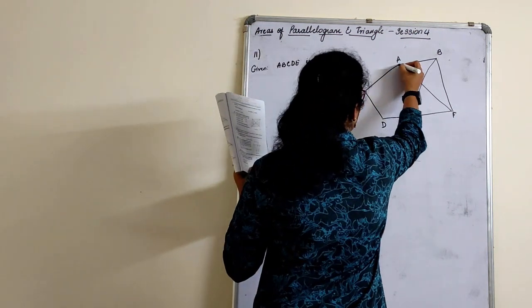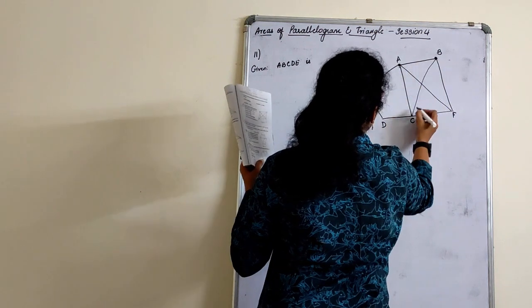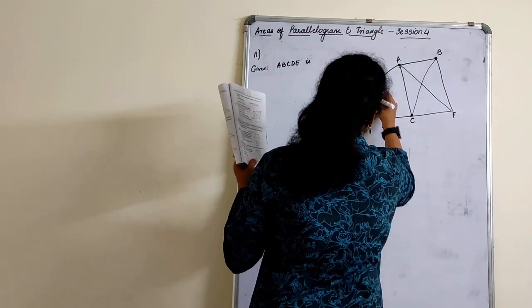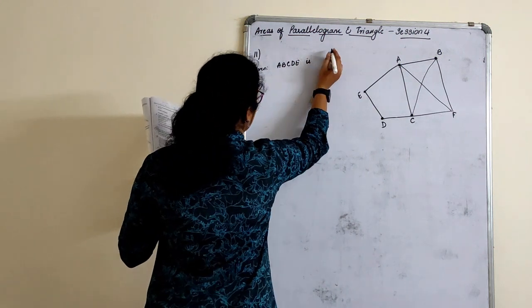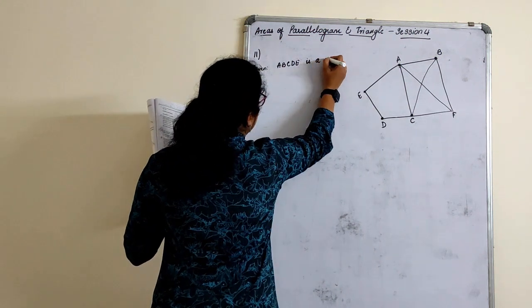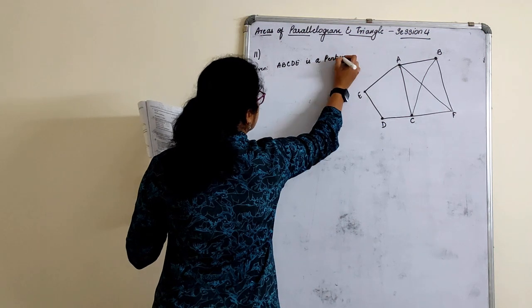I'll just highlight those points. A, B, C, D, E. What is a pentagon? It's a five-sided figure, a five-sided polygon. You've studied this in standard 8th.